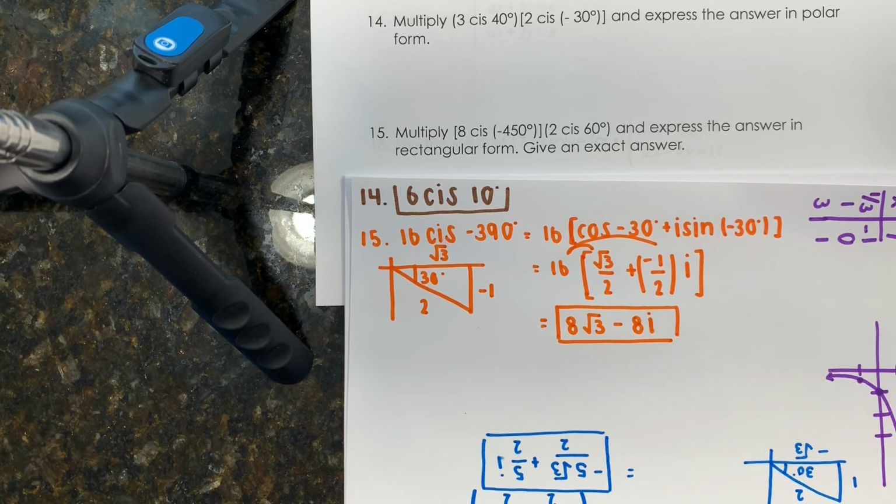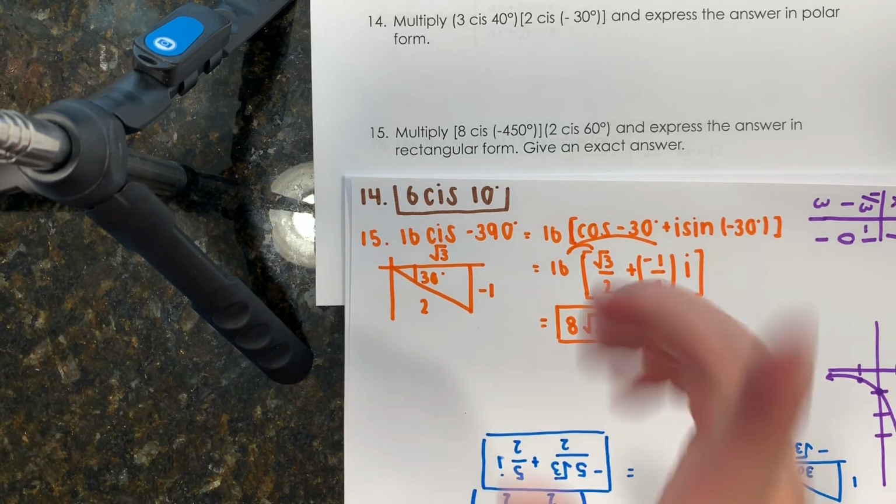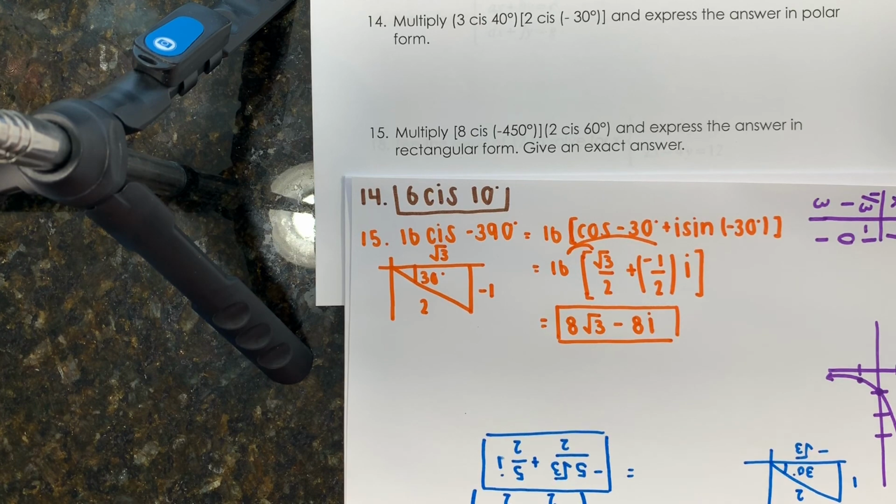So for number 14 and 15, multiplication, just multiplying the outside numbers and then adding the degrees. If it asks you to express it in rectangular form, you do need to expand your CIS to cosine plus I sine, and then evaluate your triangle from there. You're not to use a calculator on either of those problems, except when you're adding the degrees. You can't use your calculator to evaluate your cosines and your sine.